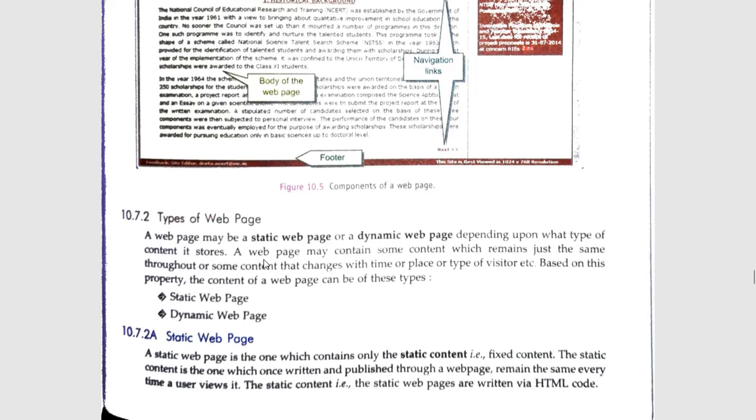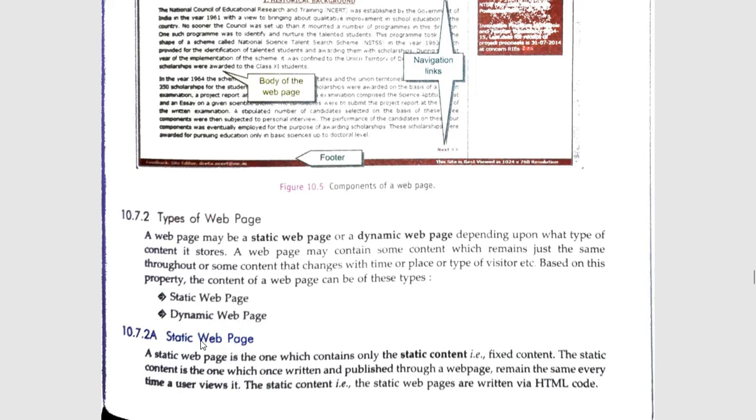So a web page may be basically of two types, that is a static web page or a dynamic web page, depending upon what type of content it stores. It may store some dynamic content or it may store some static content. If the web page contains static content, then it will be a static web page, and if the contents are dynamic, then the web page will be called a dynamic web page. Okay, that is the basic definition.